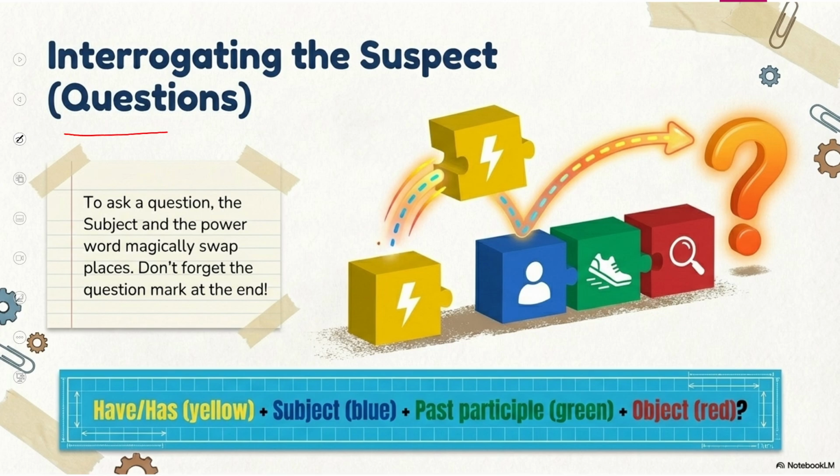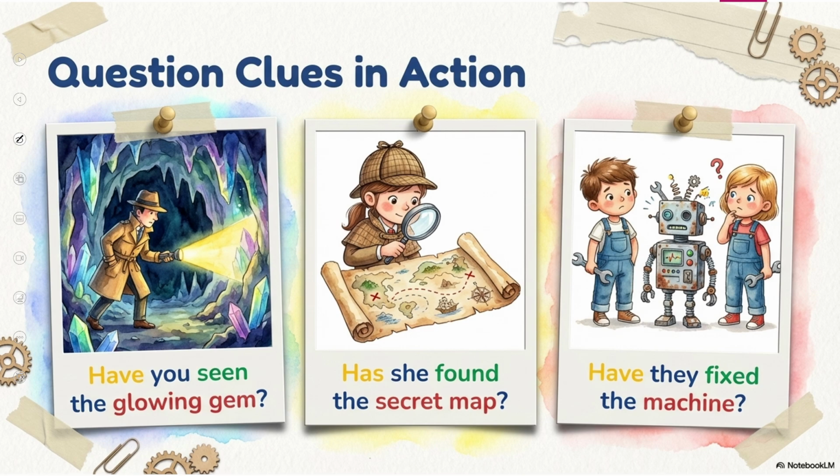Then we have interrogative sentence in which we interrogate or we ask a question. To ask a question, the subject and the power word magically swap places. Don't forget the question mark at the end. Here, you just place your auxiliary verb, which we call helping verb, in the start. After that, you have to write subject, third form of verb, which is past participle, and lastly object. And here's the main point. Whenever you are going to write an interrogative sentence, you have to add question mark at the last.